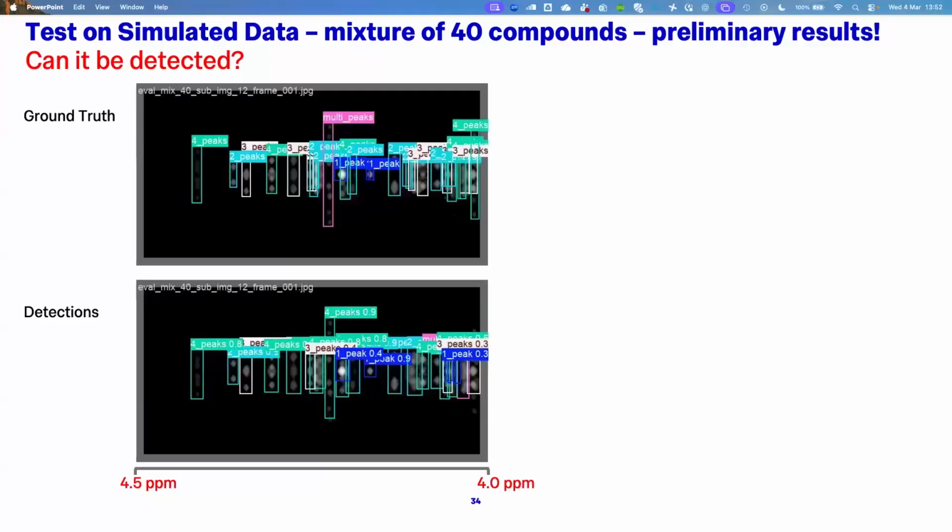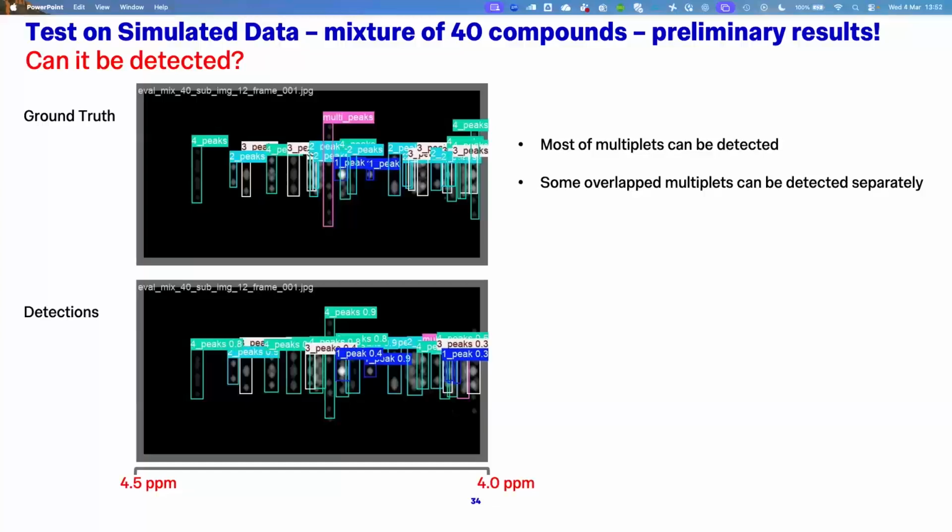So we have a retrained detector, and we're looking again at simulated data to see if this works, to see if it can be detected. Here you have the ground truth. So this is peaks that have been manually annotated by spectroscopists in this very complicated, still simulated data. And here you have the actual detections from the YOLO network or modified YOLO network. And you see that pretty much all of the peaks that are present in the ground truth are detected, okay?